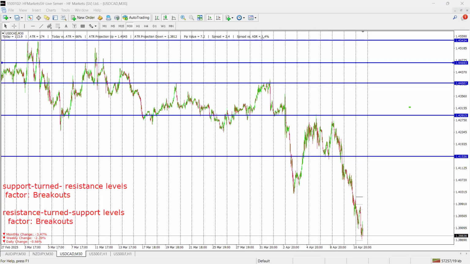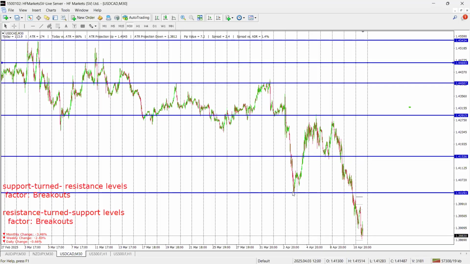Again, this level here as well was once a level of support. But the fact that it was broken here means it has now become a level of resistance. So it means every single line I have drawn on this screen right now, every single one of them are resistance points. Some of them are obvious resistance. Some of them are support that turned resistance because of breakouts.